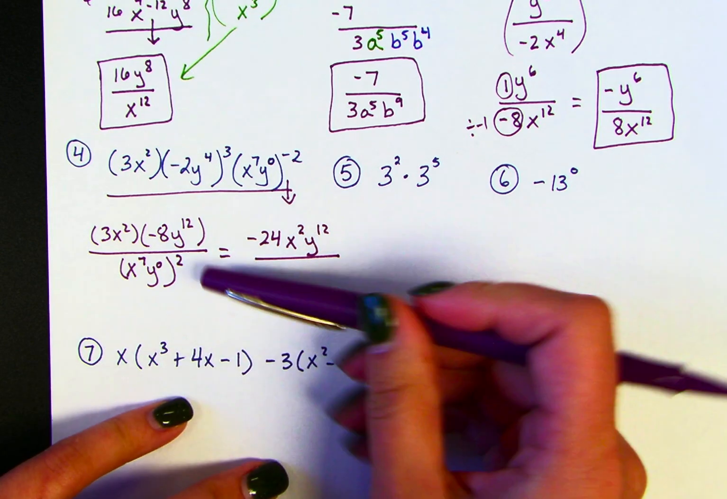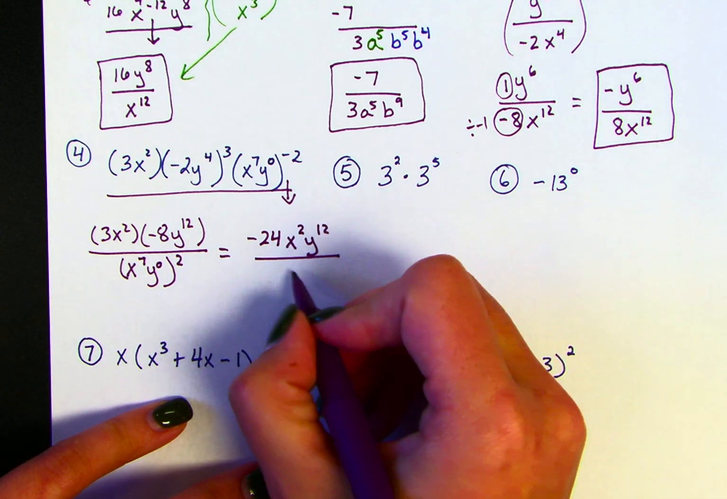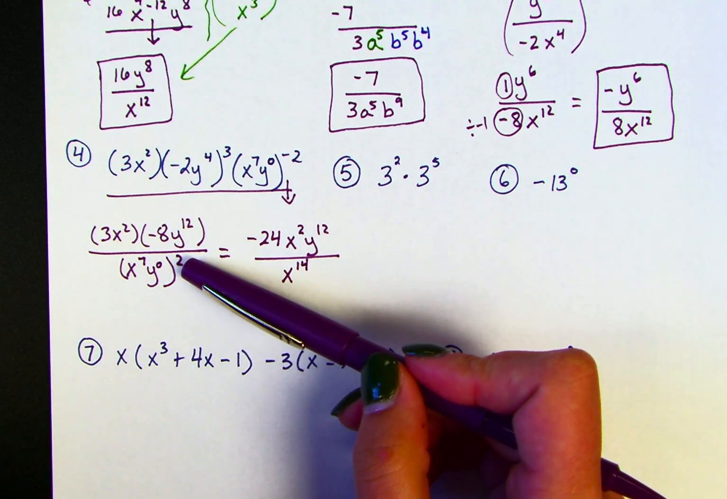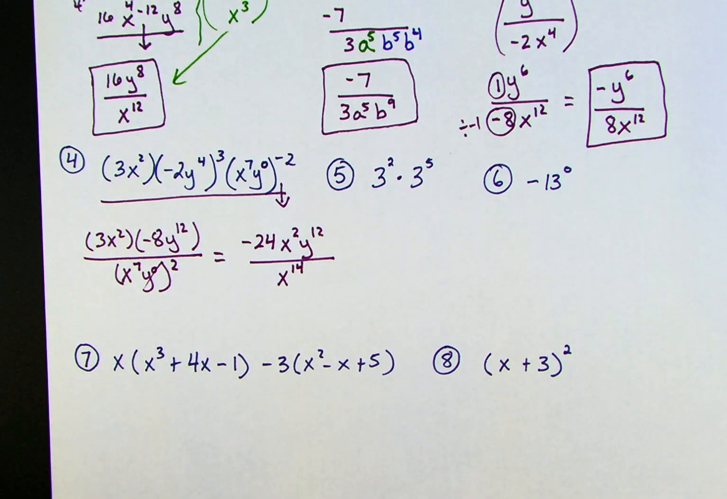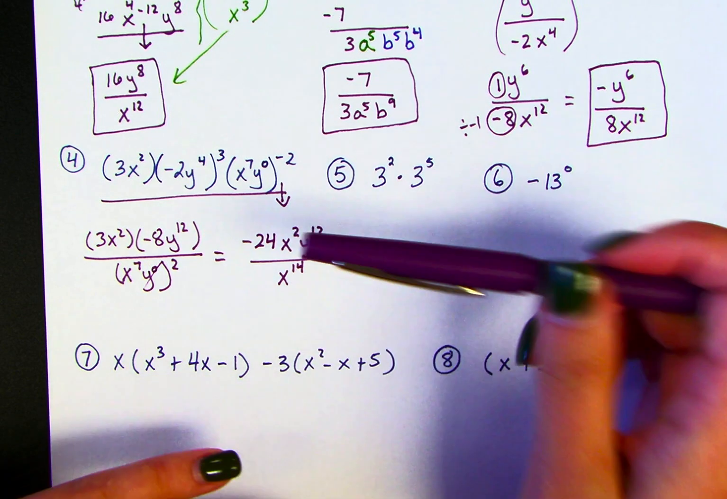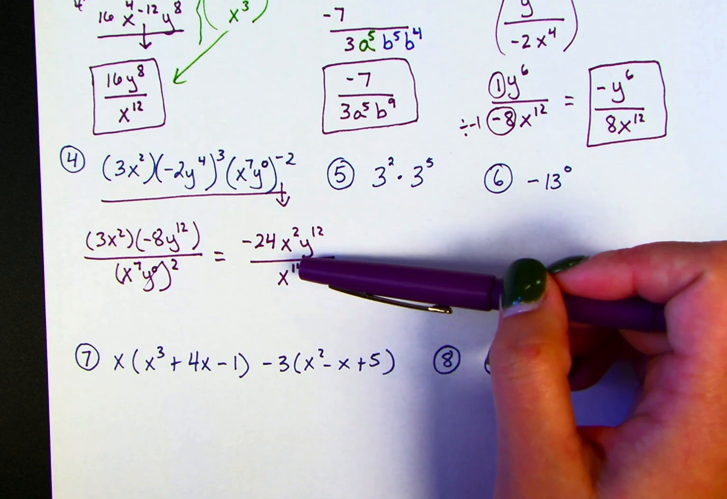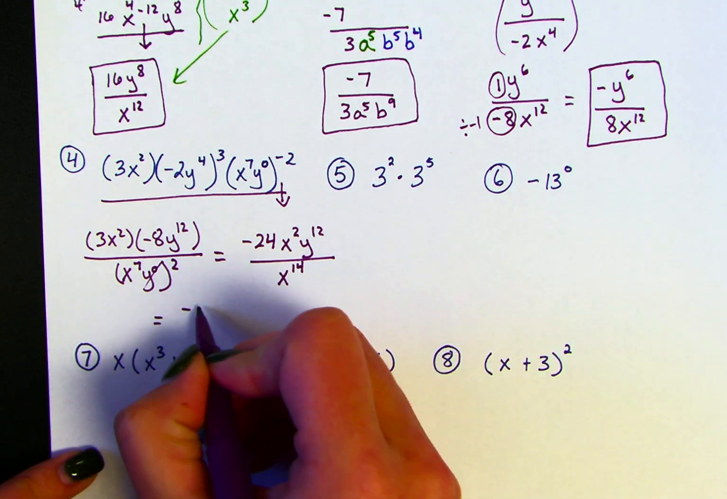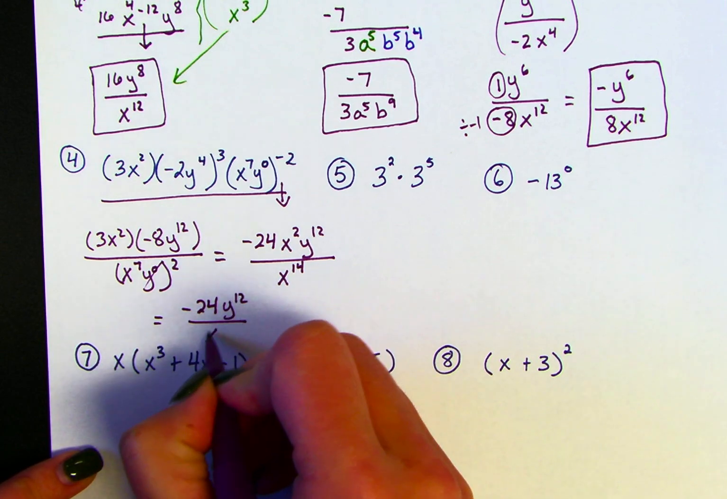And then in the denominator, I am squaring everything. So 7 times 2 is 14. So x to the 14th. And then 0 times 2 is 0. And remember, anything to the 0 power is a 1. So really, this is just going to cancel out. Now, as I'm looking, I have an x in the numerator and in the denominator. So I need to simplify that. So 14 minus 2 is 12. So my final answer for this will be negative 24 y to the 12th over x to the 12th.